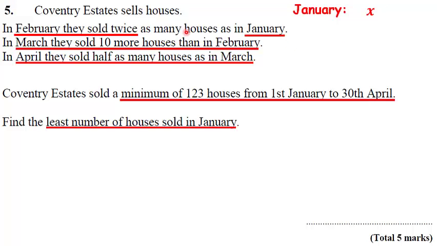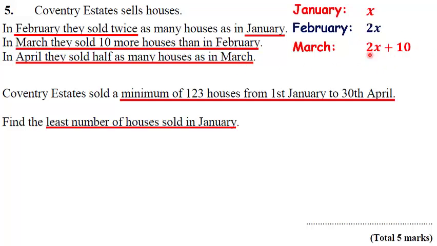So in February, they sold twice as many as in January. That means in February, they sold 2x houses, right? 2 times as many. In March, they sold 10 more houses than in February. So if in February they sold 2x houses, in March they sold 10 more than that, which is 2x plus 10. In April, they sold half as many houses as in March. So half of how many they sold in March.